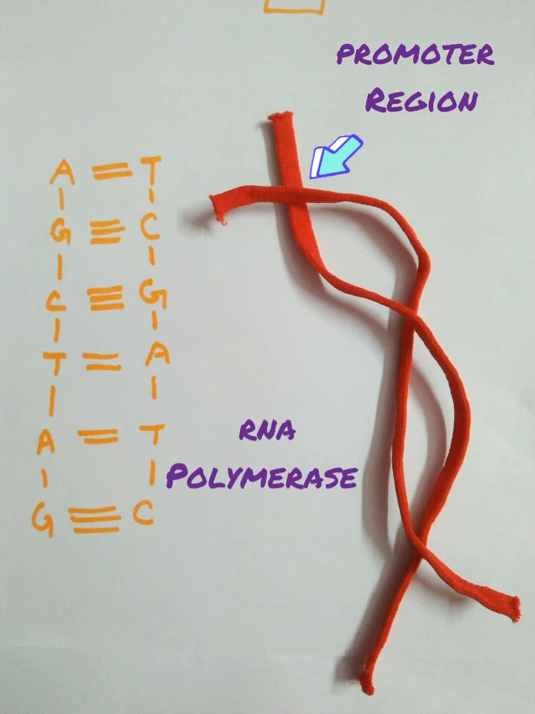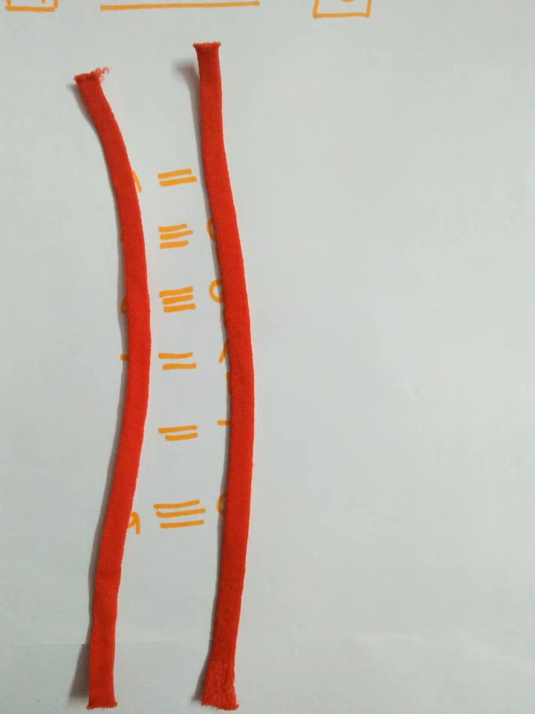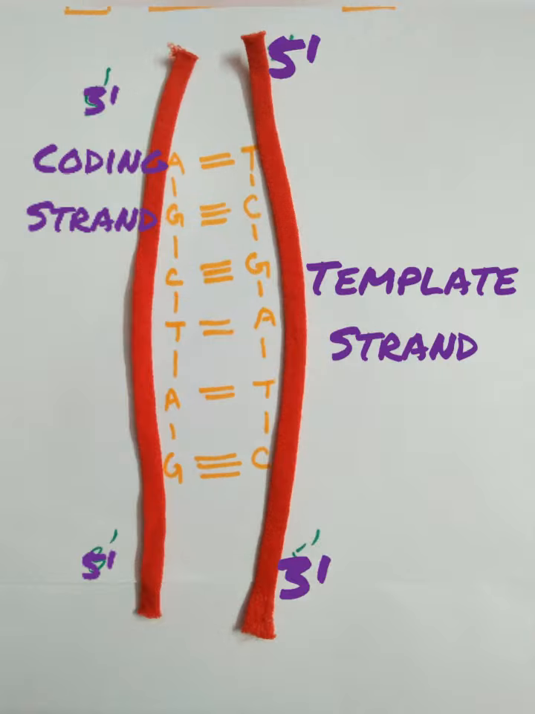RNA polymerase acts on the promoter region of DNA. The DNA double helix unwinds to form two strands. The strand read from 5' to 3' end serves as a template for RNA synthesis, so that is named the template strand. And the other strand is the coding strand, which is similar to the RNA formed.